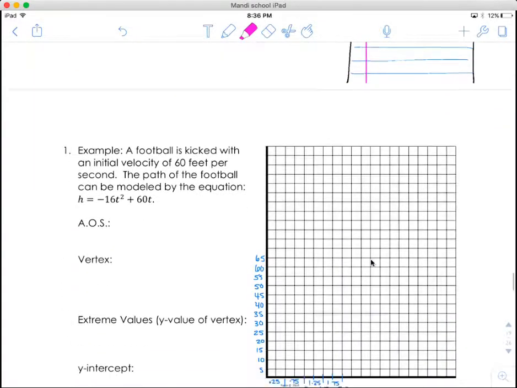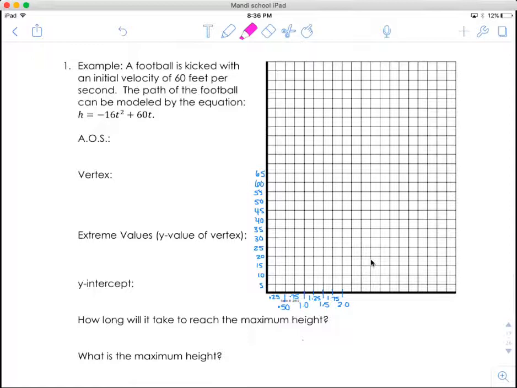Okay, let's look at this example. I went ahead and numbered, so if you want to pause for a second and number your graph, you can do that. A football is kicked with an initial velocity of 60 feet per second. The path of the football can be modeled by this equation. So let's think about the situation to begin with. This is a situation where the ball actually does start on the ground. So we kind of have an idea in our head of how this is going to look.